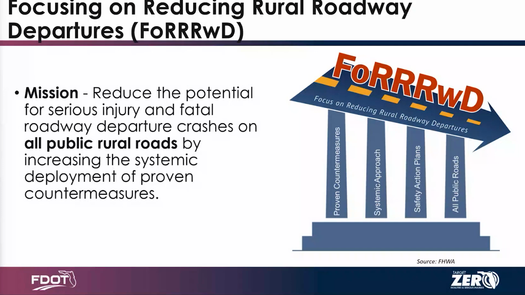So the Federal Highway Administration released an initiative called Focusing on Reducing Rural Roadway Departures, or FORWARD, as we're trying to get it to be pronounced. And the mission here is to reduce the potential for serious injury and fatal roadway departure crashes on all public rural roads by increasing the systemic deployment of proven countermeasures. And the FORWARD Initiative has 4 pillars and initiatives, and those are proven countermeasures, systemic approach, safety action plans, and focus on all public roads.